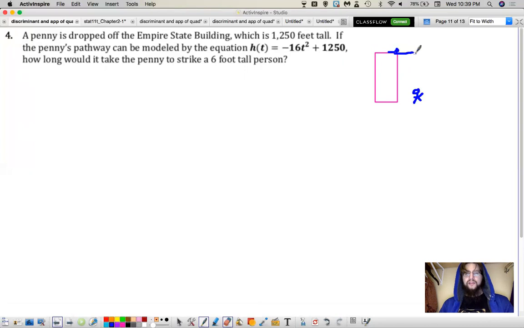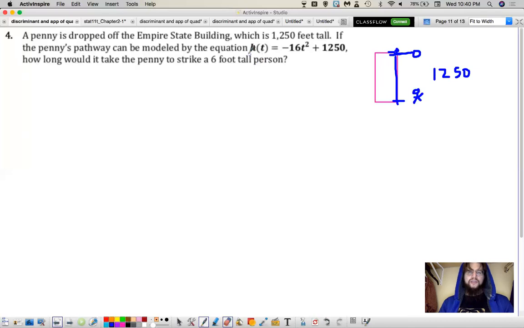Reach out and drop a penny that happens to be bigger than his head. So it's 1,250 feet. Why is he laying down? Because it didn't say it's above the building. The building's that tall. Sure, so the guy's laying down, dropping a penny off of it. That's this height, 1,250.